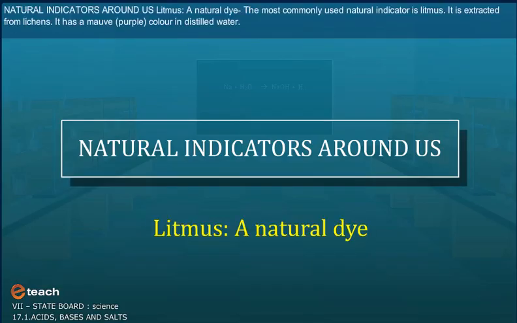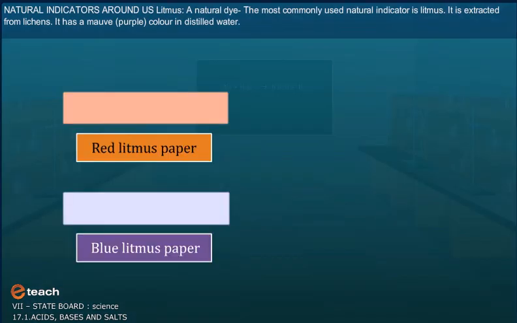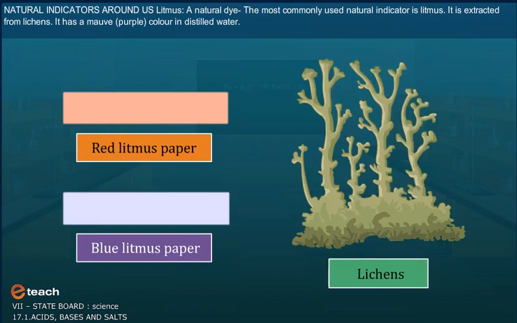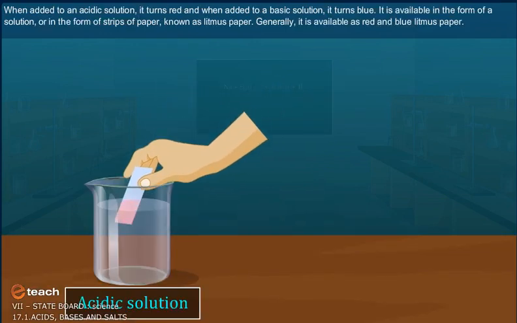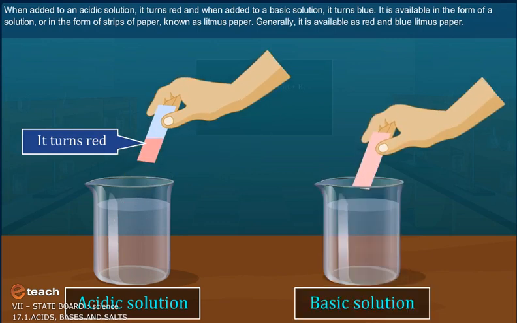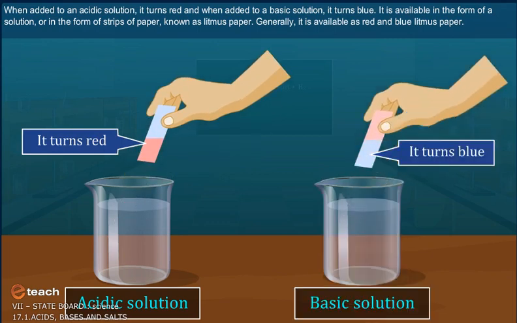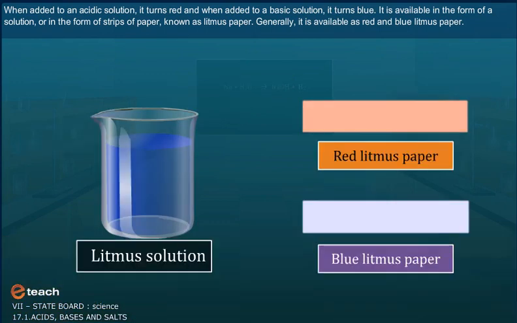Natural indicators around us. Litmus, a natural dye. The most commonly used natural indicator is litmus. It is extracted from lichens. It has a mauve, purple color in distilled water. When added to an acidic solution, it turns red, and when added to a basic solution, it turns blue. It is available in the form of a solution or in the form of strips of paper known as litmus papers. Generally, it is available as red and blue litmus paper.